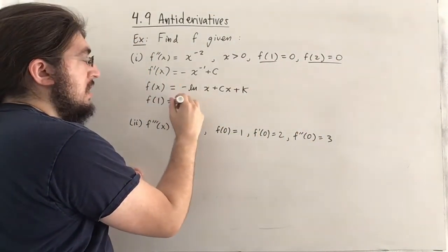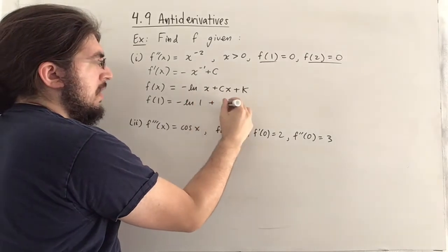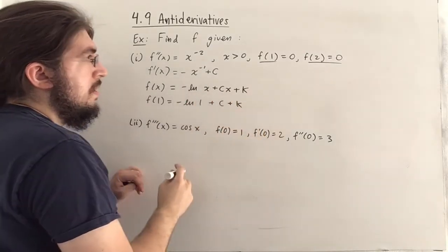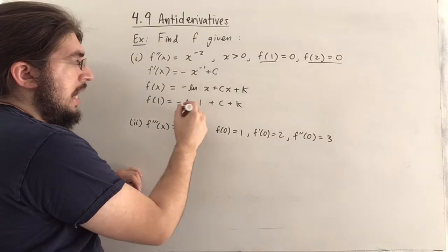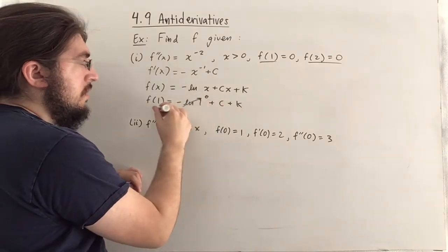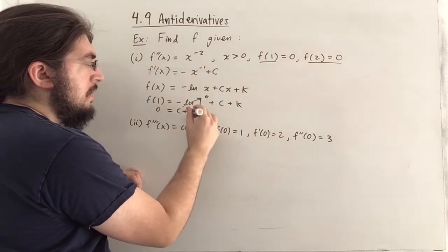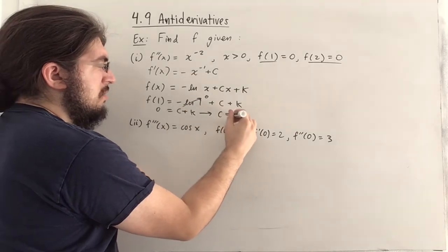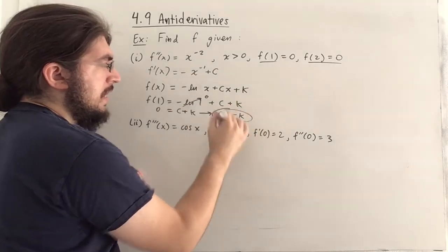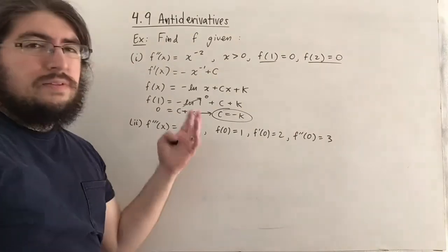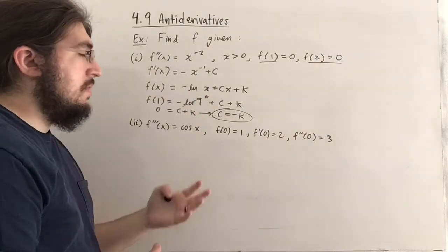Now, here we'll use these initial conditions, much like we did with the previous problem. F of 1 is negative ln of 1 plus c plus k. Okay, good, so far so good. Ln of 1 is 0 actually, and this is 0. So that means 0 is equal to c plus k, meaning that c is equal to negative k, or something like that.